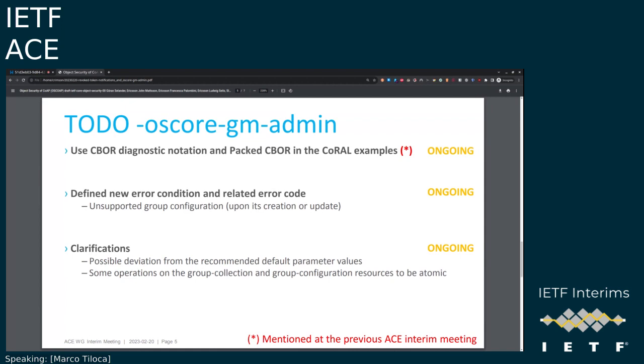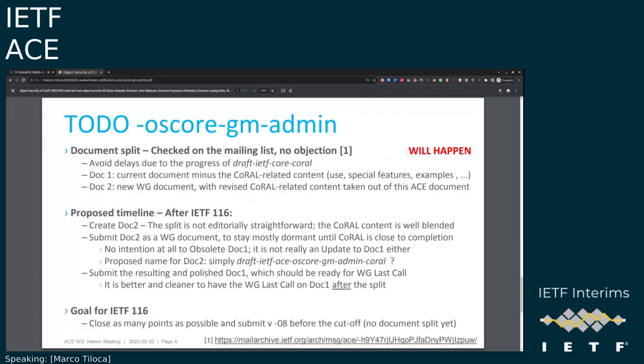And then a number of clarifications that I also noted would be better to include about possible reasons to deviate from recommended default parameter values if one is not specified by the administrator, and on some operations affecting multiple resources at once, in principle, that would require to be performed atomically. So I expect to cover all that before the cutoff. If I don't complete something, it'll probably be about the CoRAL examples.